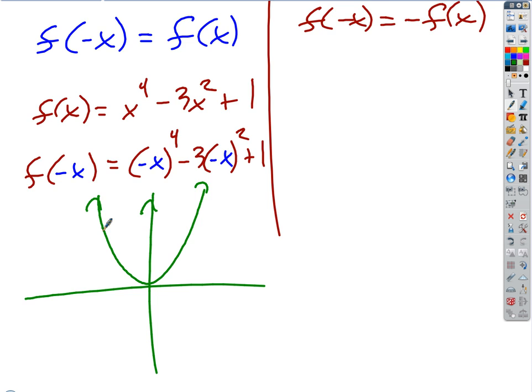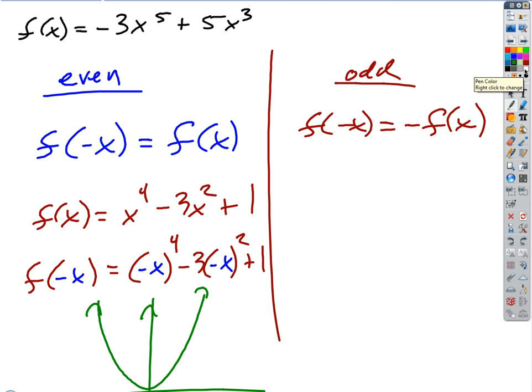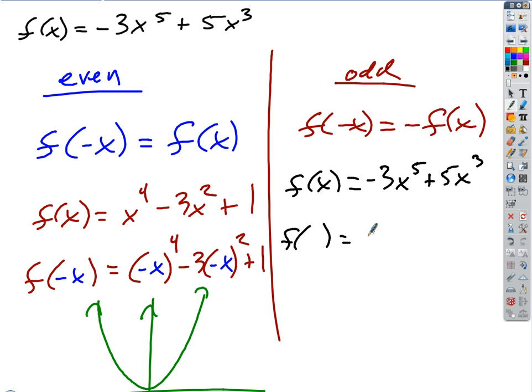Okay, what about odd symmetry? Odd symmetry would be something like the one we have right here. Ours is going to end up being odd symmetry. So if we take f of x equals negative 3x to the fifth plus 5x cubed, what happens if we plug in negative x? What's the quantity negative x to the fifth? Negative x to the fifth, right?